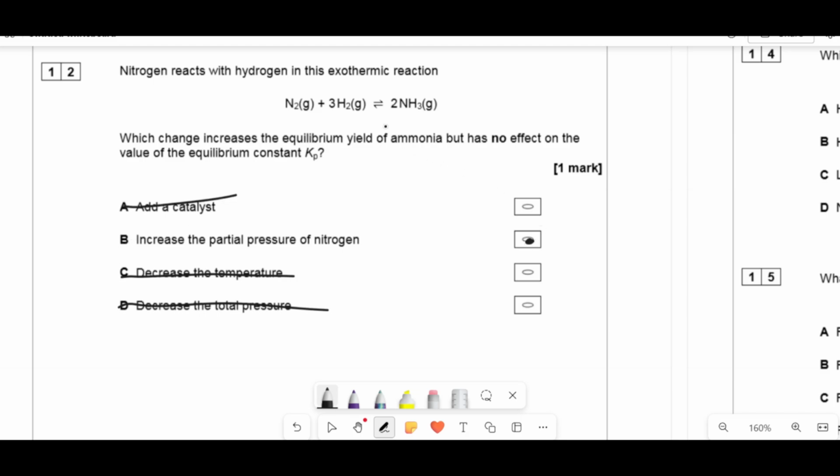And if we have a look at B as well, partial pressure is like the concentration of a gas. If you're increasing this partial pressure, it's going to move to counteract the change. It's going to shift to try and decrease its partial pressure by going that way to make more of this.